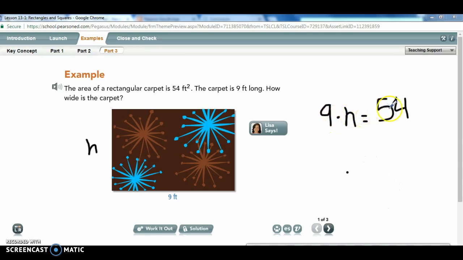9 times h equals 54. So what times 9 will give me 54? Or I can say I'm multiplying h by 9, so I have to divide by 9. And if I divide by 9 on one side, I have to do that to the other side. So it's like our balance scales. What you do to one side, you have to do to the other. 9 divided by 9 is 1, so you just have your h equals 54 divided by 9 is 6. So I know that the height of this is going to be 6.